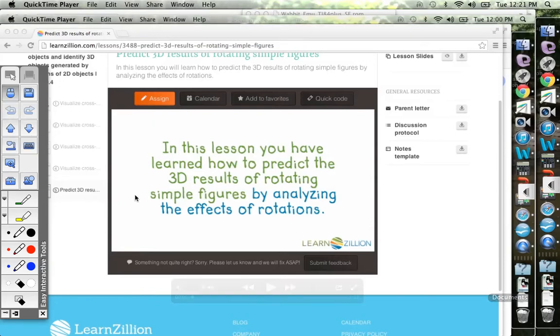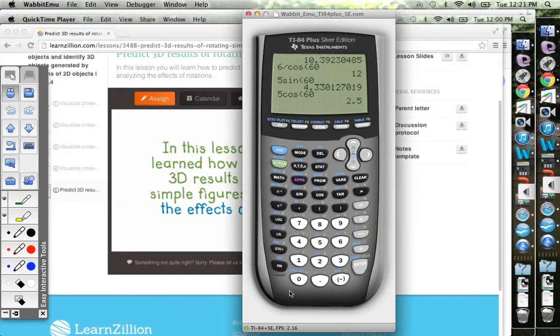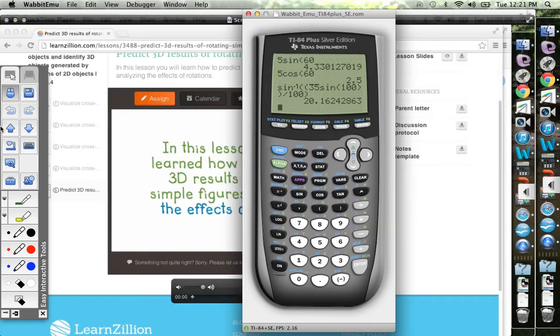I hope I remember what it said. I think we're going to be doing sine inverse on the outside. So sine inverse of, and in the numerator I think we had 35 sine 100. And then I want to close those parentheses. And in the denominator, we had 50. And let me just double check. This parentheses and this parentheses match up. That parentheses and that. All right, so that should be good. And so we have an angle of about 20.162. So let's flip over and fill that in.